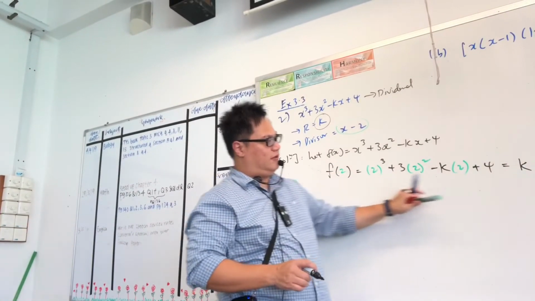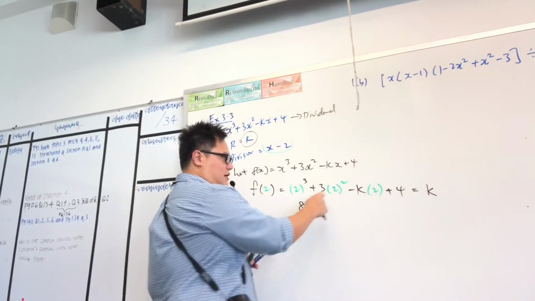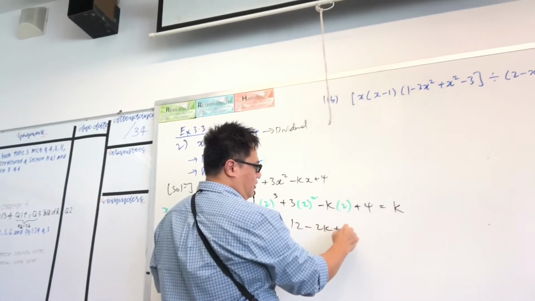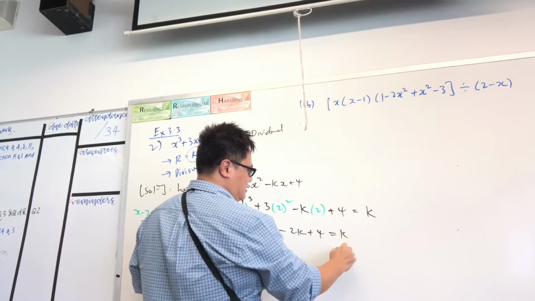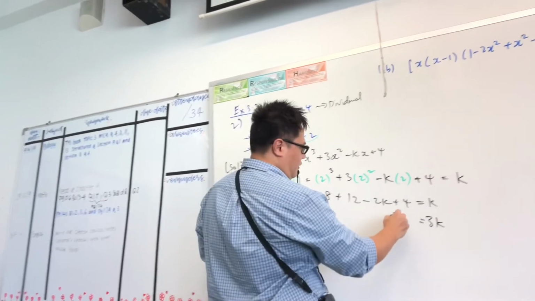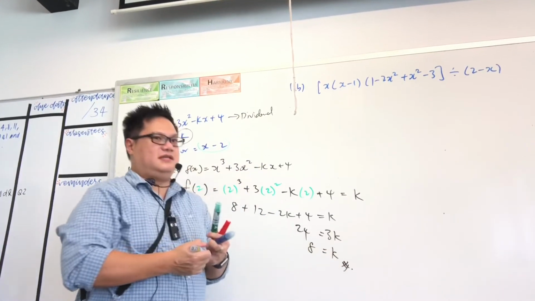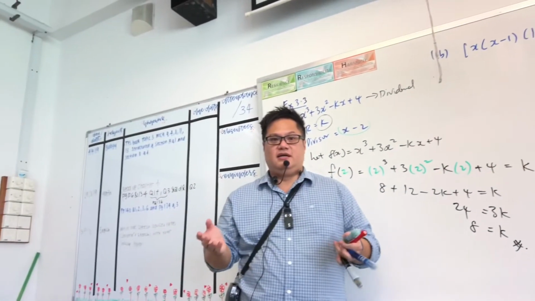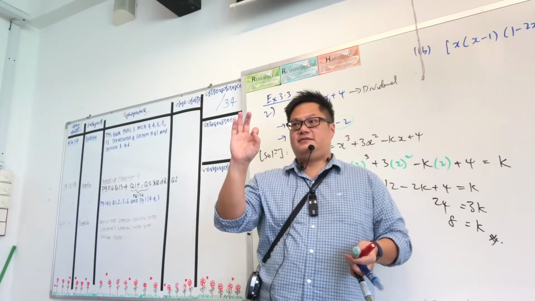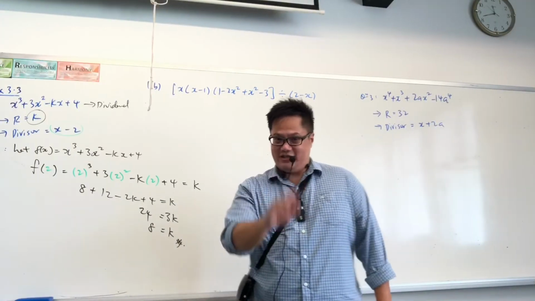If you look carefully, don't you have just an equation now? So this is 8 plus 4 times 3 is 12, minus 2k, plus 4, equals k. Solve this equation. So 3k equals 20 plus 4, which is 24. k is equal to 8. Easy peasy. Is this clear? Okay, let me continue.